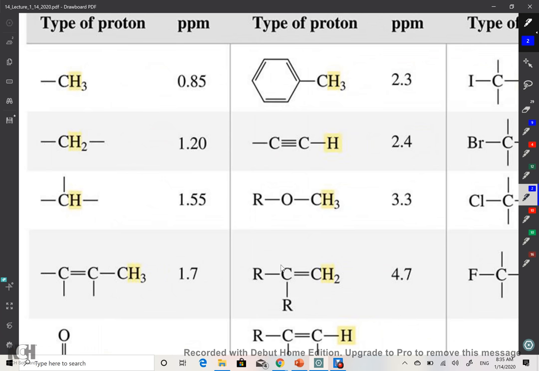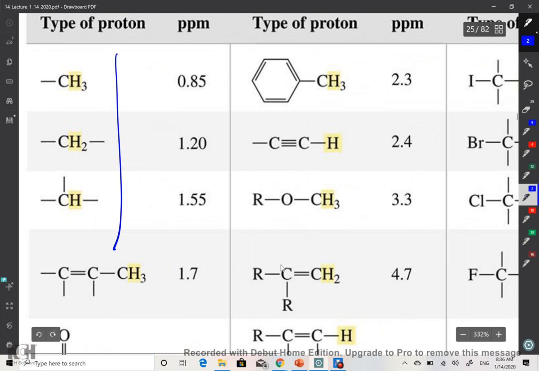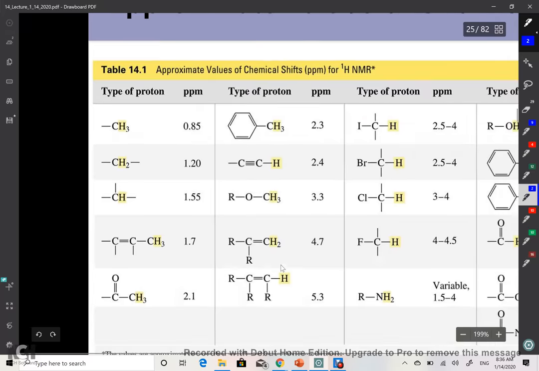Now, let's look at an example like these three protons. We'll talk about it in detail. We'll get to it. I think I have a slide that will talk about it in detail.